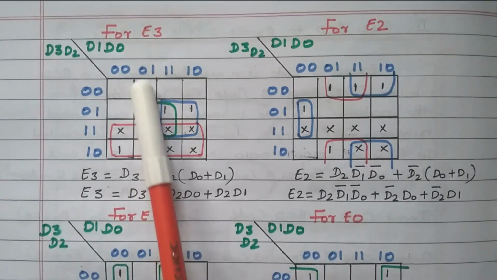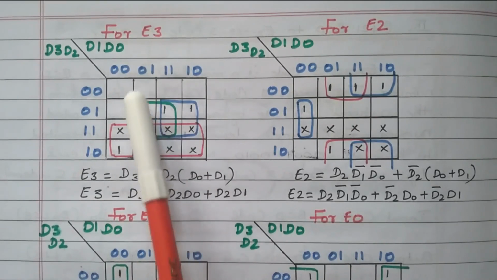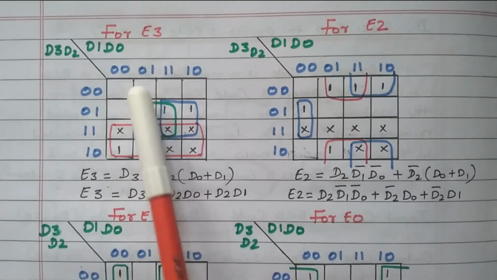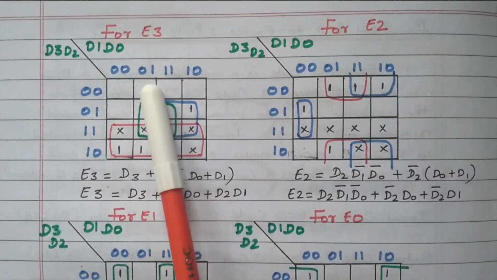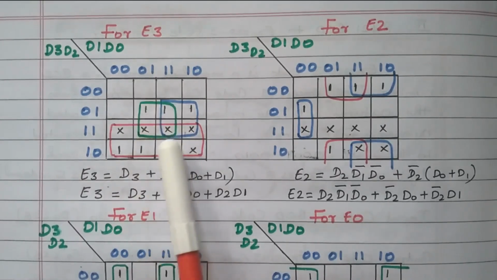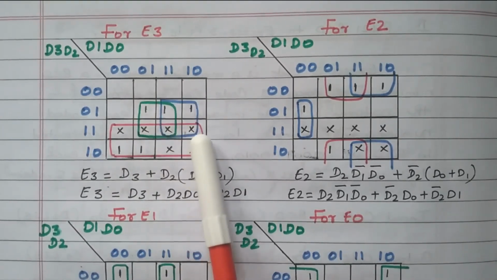Now we have to refer to the corresponding second column and third column. Here 01 is available, here 11 is available. The first number, 0 and 1, got cancelled. The second number, 1, is available in both the second column and third column. What is the second number? D0. So this is D0. D2 into D0. So by grouping these 4 cells in green color, we got D2, D0.